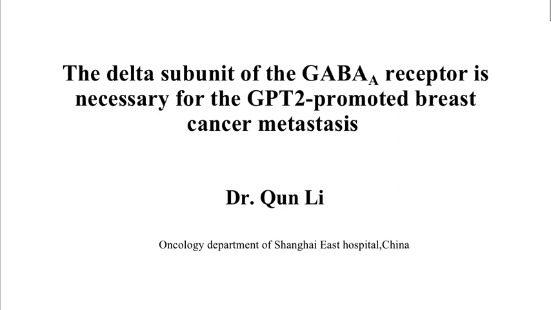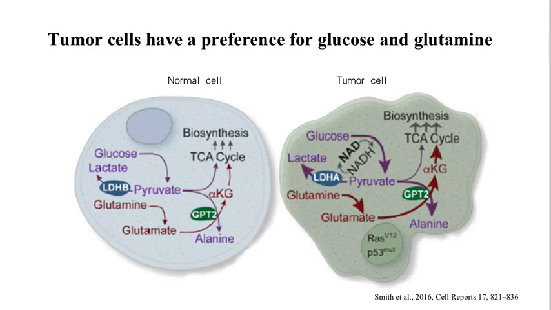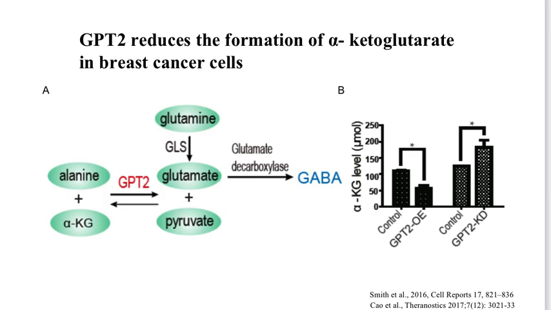Okay, so my topic today is the delta subunit of GABAA receptor is necessary for the GPT2-promoted breast cancer metastasis. We know that tumor cells have a preference for glucose and glutamine. Compared with glucose, glutamine not only provides nitrogen but also carbon, playing a crucial role in the occurrence and development of tumor metastasis.